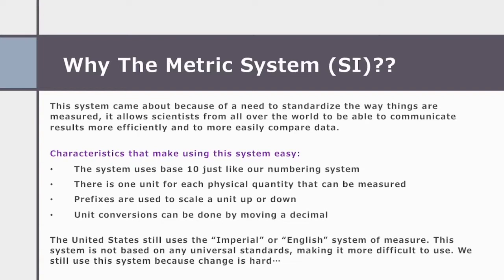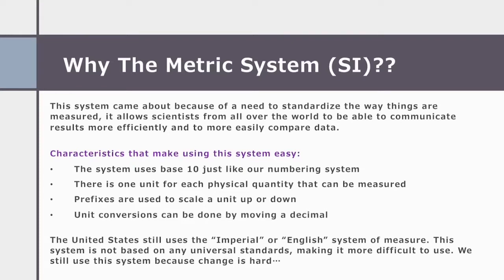Some characteristics that make this system really easy to use are the fact that it uses base 10 just like our numbering system. So each prefix that we're going to talk about is 10 times larger or 10 times smaller than the prefix that came before or after it. There is one unit for each physical quantity that can be measured. And those prefixes I mentioned a minute ago are used to scale units up or down. And then unit conversions are really easy. They can be performed just by moving a decimal point.